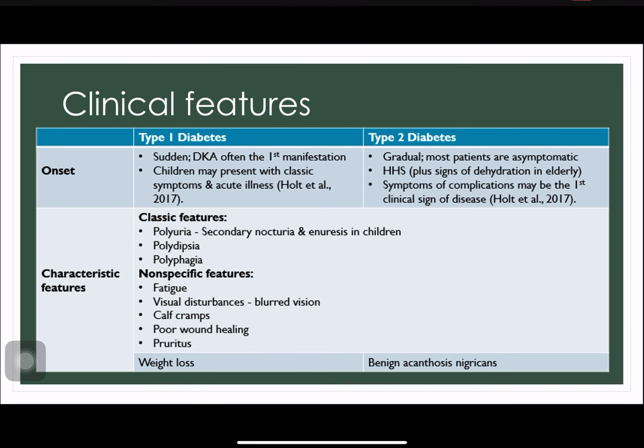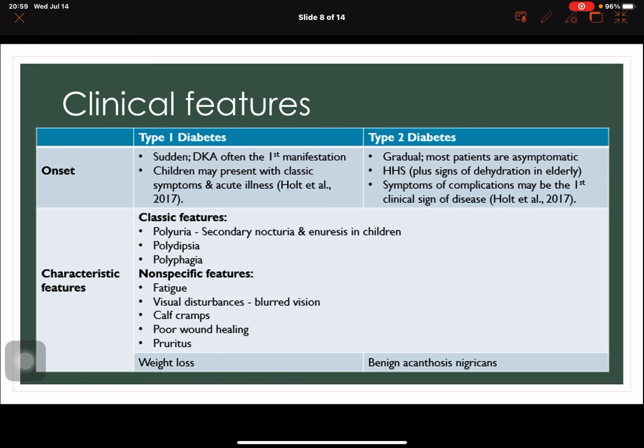Some clinical features for type 1 and type 2. Type 1 is sudden, such as DKA, often the first manifestation, and children may present with classic symptoms and acute illness. For type 2, it is gradual and insidious. Most patients are asymptomatic. Usually dehydration in the elderly is the main classic symptom. Symptoms of complications may be the first clinical sign of the disease. Some characteristic features are the classic features such as polyuria, polydipsia, polyphagia, and non-specific features are fatigue, visual disturbances such as blurred vision, calf cramps, poor wound healing, pruritus. In type 1, you can have weight loss, and in type 2, benign acanthosis nigricans.